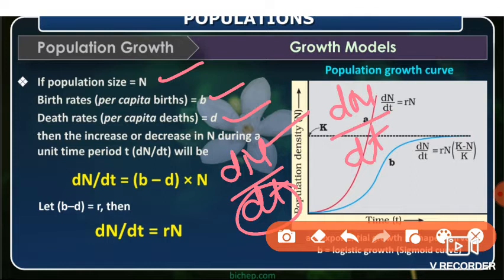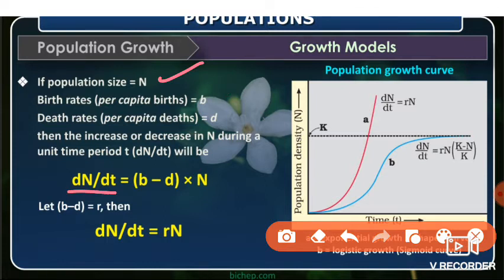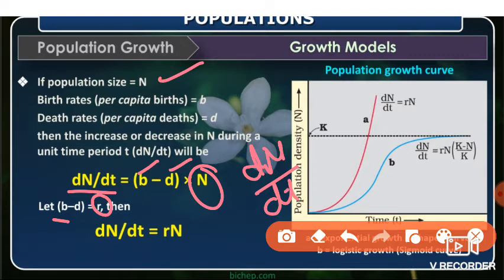And the formula we are going to write here is dN divided by dt is equal to (b minus d) into N. Here b is the birth rate, d is the death rate, and N is the number of population or the population size. And if b minus d is equal to r, then we can write the formula dN divided by dt is equal to r into N.